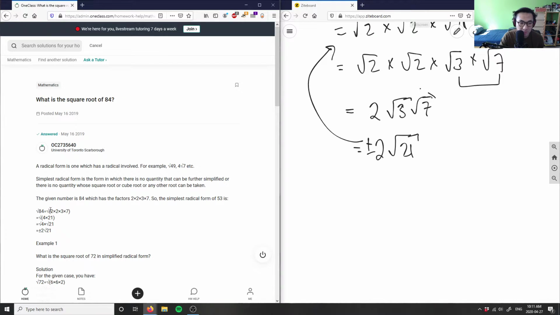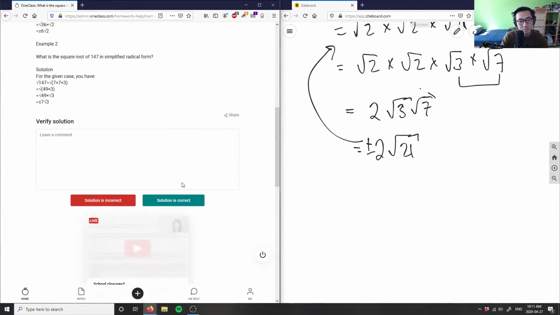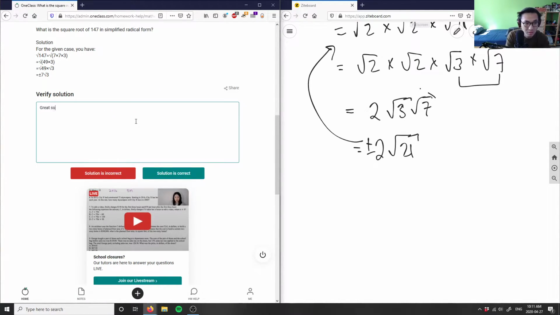And here they got a correct result. They just simply wrote the prime factorization out, and they just took root 2 times root 2, which gave us 2 here. So this here is correct. Solution and answer here are correct.